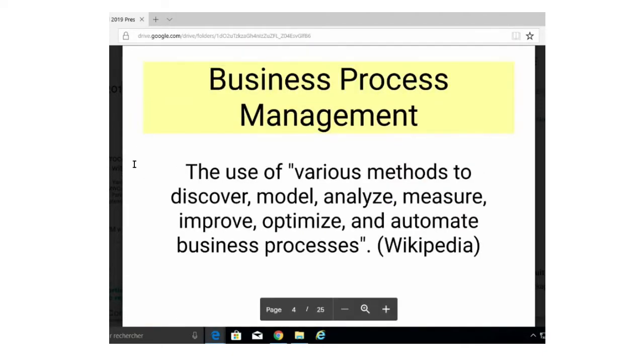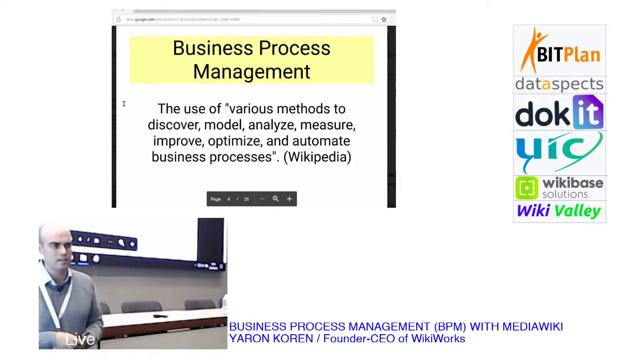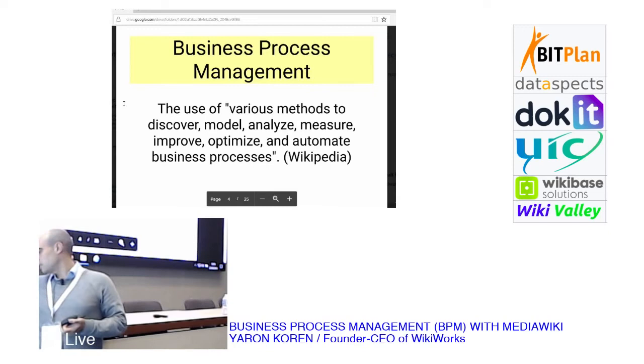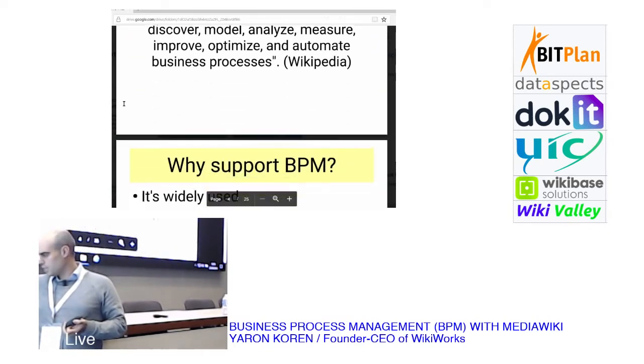If you don't know about it, the Wikipedia definition is the use of various methods to discover, model, analyze, measure, improve, optimize, and automate business processes. I was totally new to this whole world before I started looking into it about a month or two ago. So if you haven't heard of it either, then you're in the same position I was.